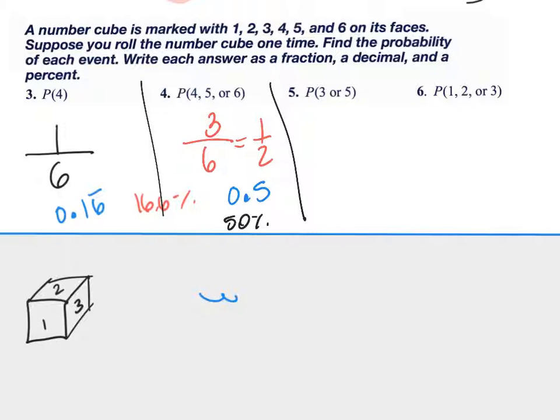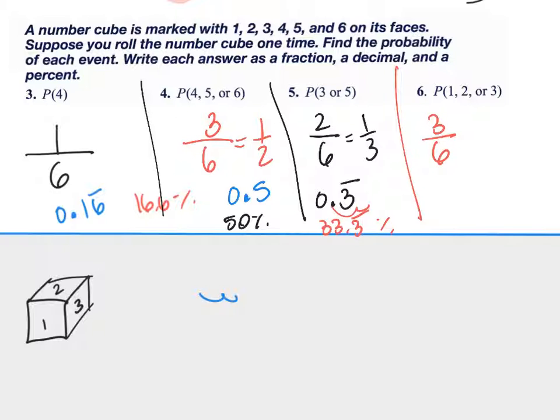As opposed to the probability of rolling a 3 or a 5, that's 2 out of 6, because 3 is one item and 5 is another, which is 1/3 as a fraction. When you do your division, 1 divided by 3 gives you 0.3 repeating. And as a percent, you move it over 2 to the right, and you get 33.3 repeating percent. Same thing for the probability of 1, 2, or 3. That's 3 probabilities out of 6, which is 1/2, 0.5, or 50%.